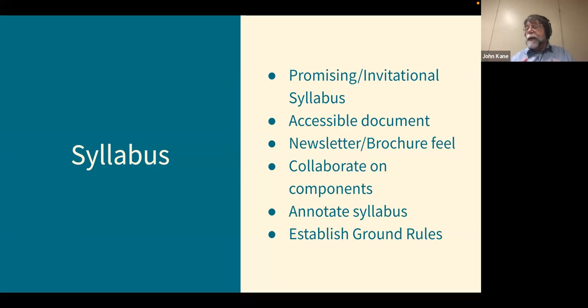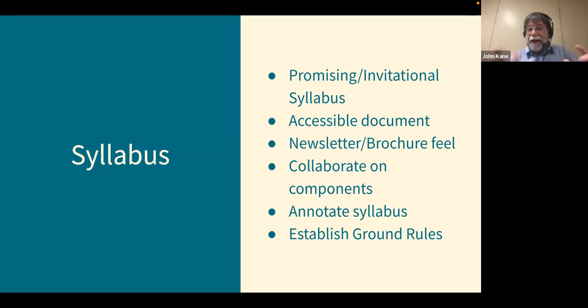So talk about the requirements in the course, the learning activities, as things that are necessary to help students reach those objectives. And basically, the promising syllabus idea is saying, if you do all these things, this is what you'll be able to get out of this course by the end. And the invitational syllabus is the same concept, but it got repackaged, I think, because promising syllabus had been adopted by so many other people.